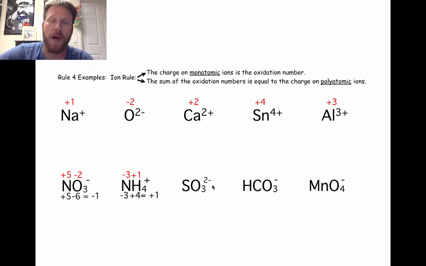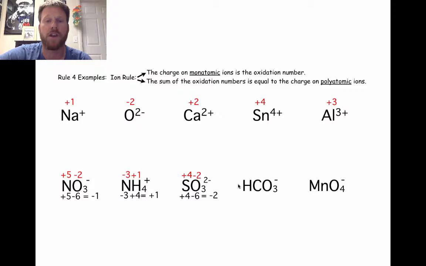How about sulfite ion? Has to add up to a 2-. You know oxygen is a -2. If you have 3 oxygens, that would be a -6. So the only way to get a -2 charge overall is to have sulfur have an oxidation state of +4.